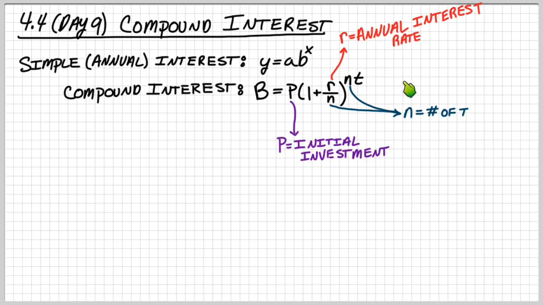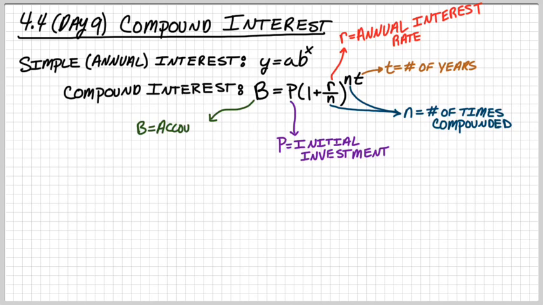N is the number of times it gets compounded. So if it's monthly, N would be 12. And then T is the number of years. That's time, basically, and it's measured in number of years. And then what would be a good thing for B? Well, B can just represent the balance in our account when we're all said and done. What's the balance in our account after T years?